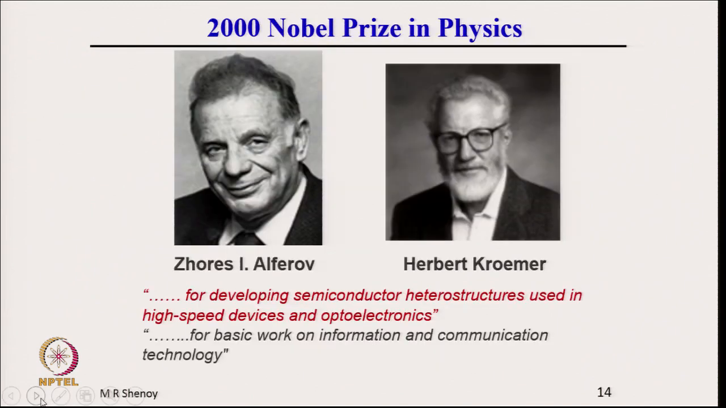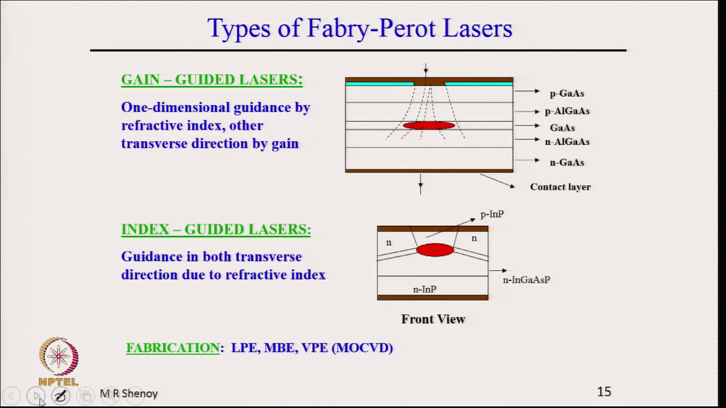So, here is what I mentioned, that the 2000 Nobel Prize in physics was given to Alferov and Herbert Kroemer. Alferov and his group for developing semiconductor heterostructures used in high speed devices and optoelectronics. And of course, Herbert Kroemer got it for his basic work on information and communication technology. The types of Fabry-Perot lasers.